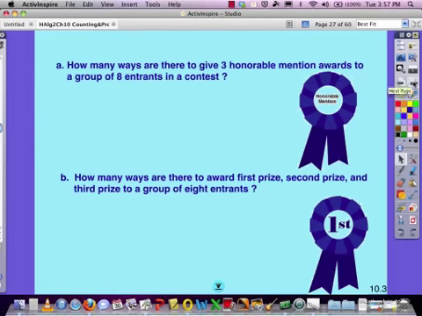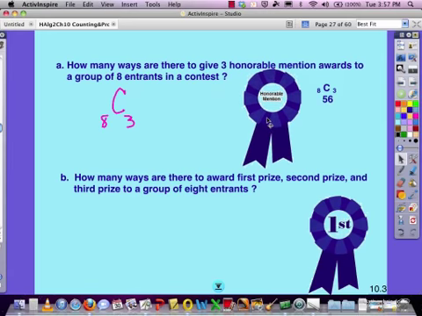So now, how many ways are there to give 3 honorable mention awards to a group of 8 entrants in a contest? So 3 honorable mention awards, we've got 8 entrants, so taking 3 from 8, combination of 8 things taken 3 at a time, 8C3, do the math. Honorable mention, 56. Whether you use your calculator or whether you use the formula.